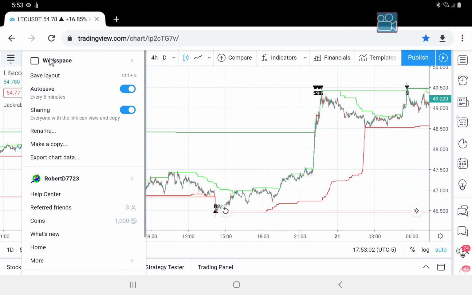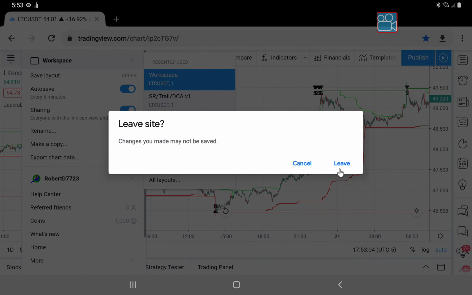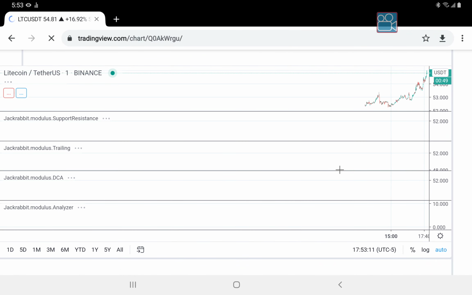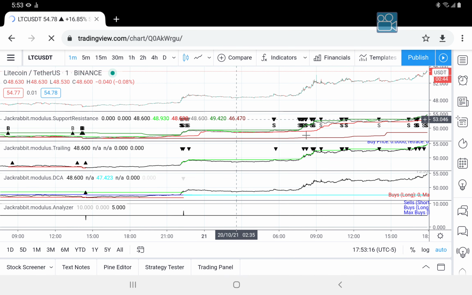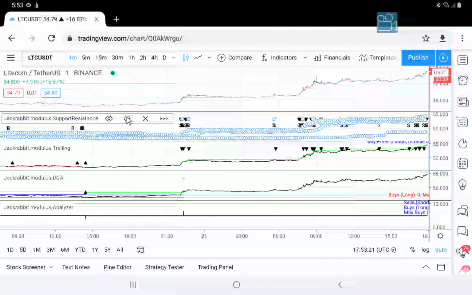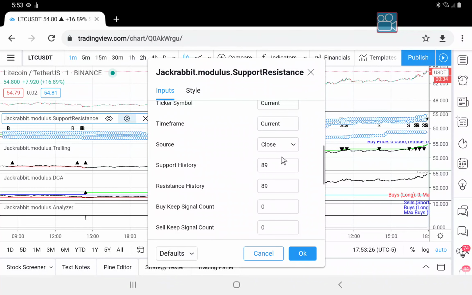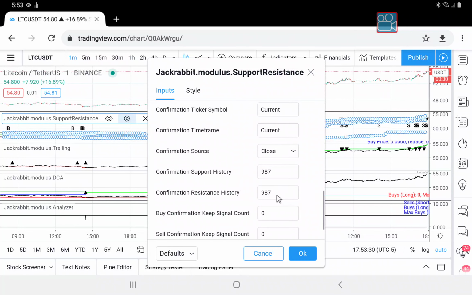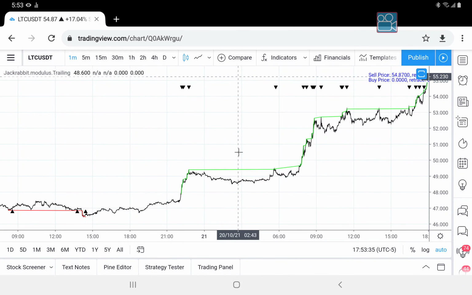If you wanted to take it to the next step, you could. For example, let's take it up a notch. Support and resistance. And as you can see here, I've done the classic Fibonacci. And I have added a trailing.